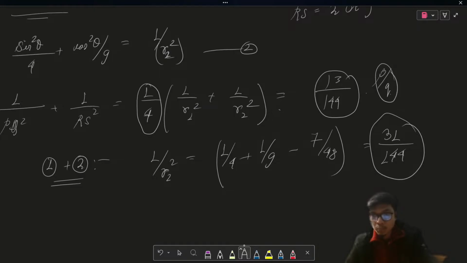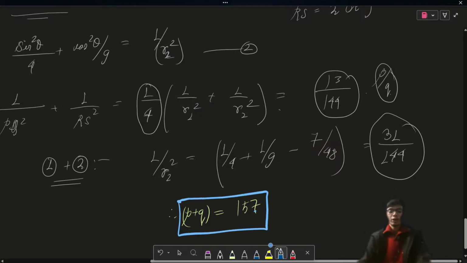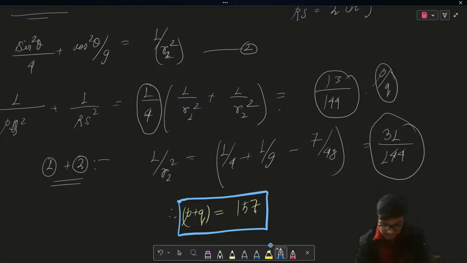So where P and Q are the coplanar numbers, and therefore I can easily obtain my final result, that is P plus Q, which will turn out to be 157. Okay, I hope this is clear to all of you. Are you all able to get to this final answer?